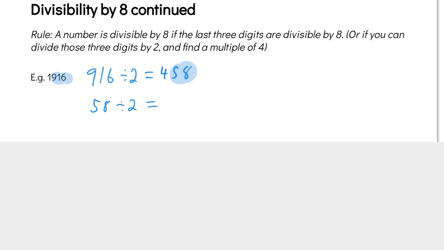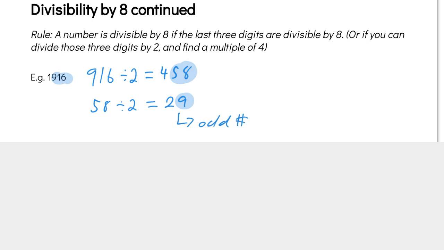So 58 divided by 2, well, 50 divided by 2 is 25, 8 divided by 2 is 4, so we take 25 plus 4 and we get 29. Now we're checking out this last digit to see, is it even or is it odd? And I can see that this is an odd number.